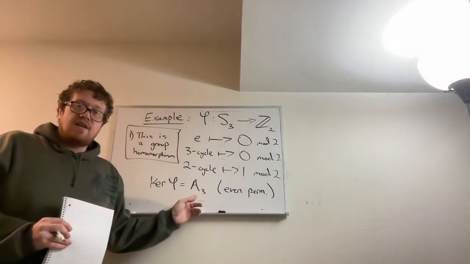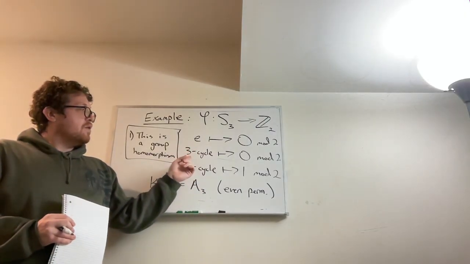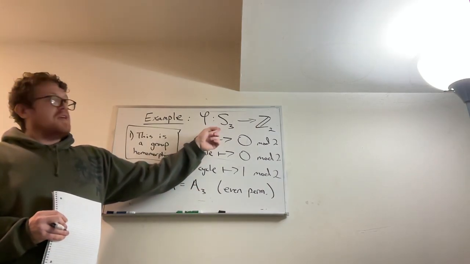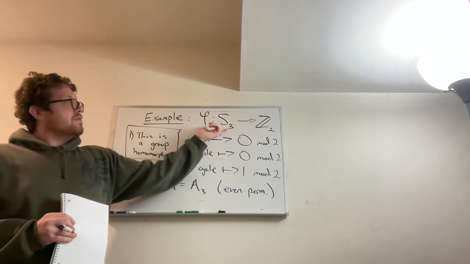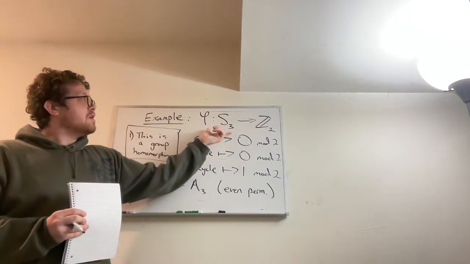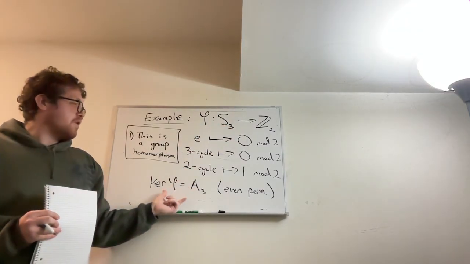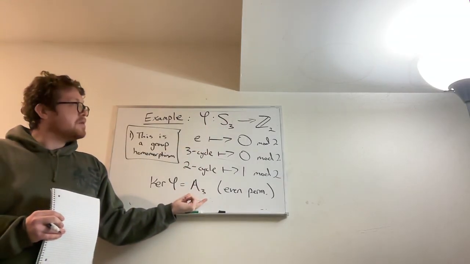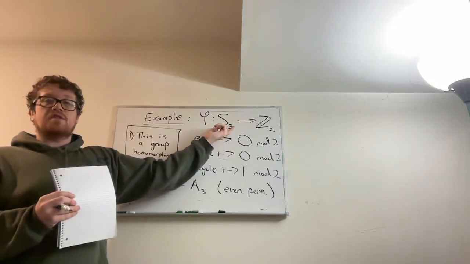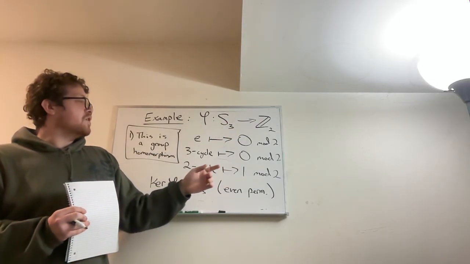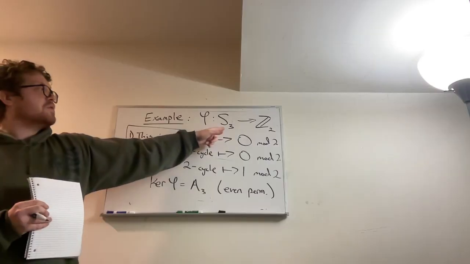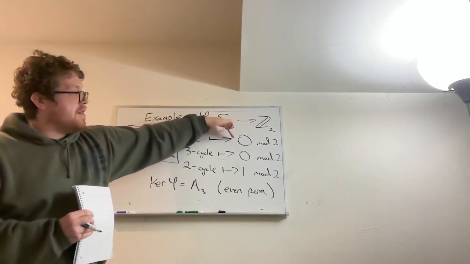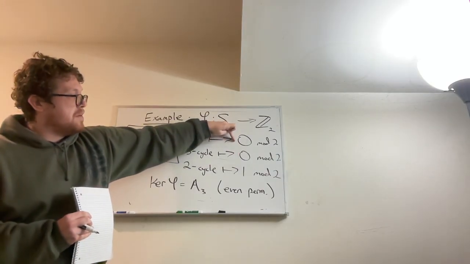And A3, like we said, has 3 elements, the identity and the two 3-cycles. And so the fundamental theorem of group homomorphisms states that S3 mod this kernel... S3 is a group with 6 elements, this normal subgroup has 3 elements, and so the number of left cosets is the division, which is 2. So there should be 2 left cosets, and the statement is that this is isomorphic to the image of this map. And this map is surjective because something maps to 0 and something maps to 1.